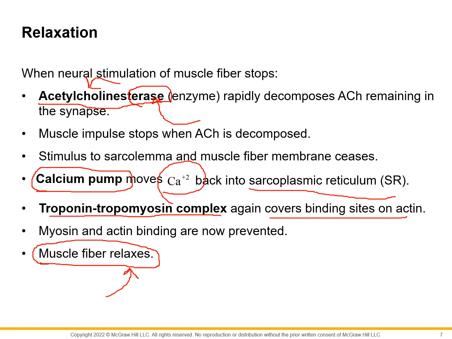The calcium pump's going to take the calcium and put it back into the sarcoplasmic reticulum. The myosin heads now are not going to have a binding site, because once the calcium gets taken off of the troponin, it's going to go back to holding the tropomyosin over the binding site, so there's nothing for it to do, and the muscle will start relaxing.